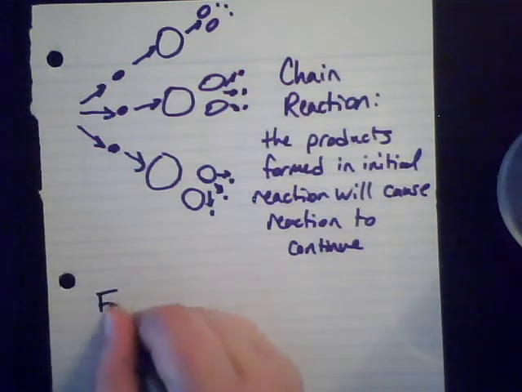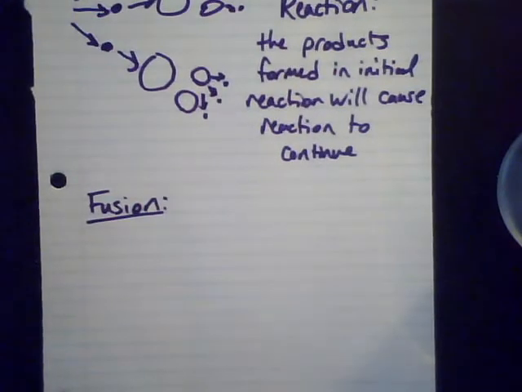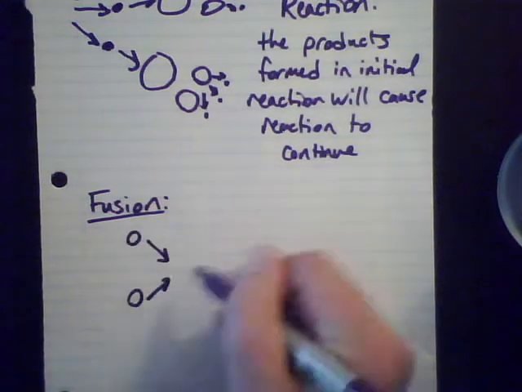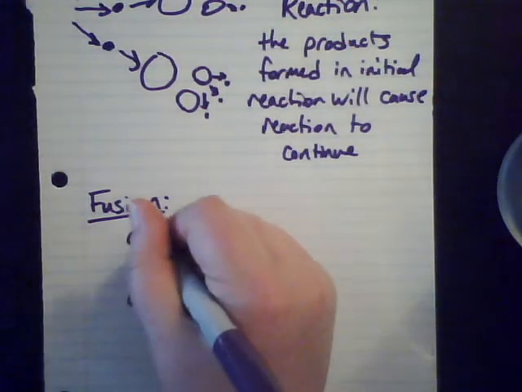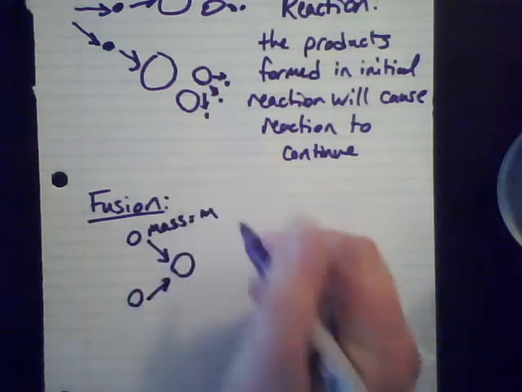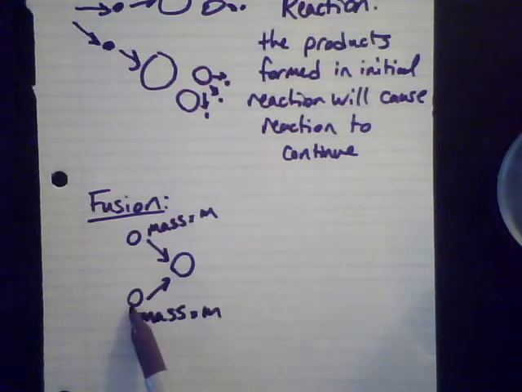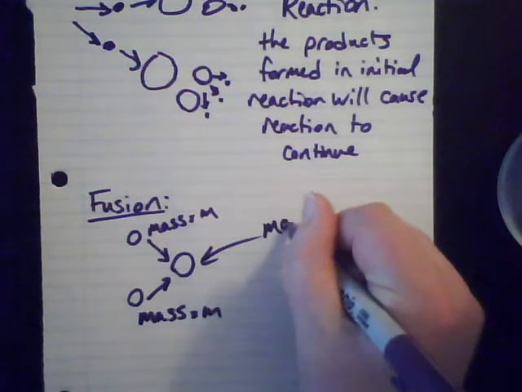Now fusion, we said, is putting together 2 smaller nuclei into a larger one. So if I accelerate 2 small nuclei together, so I smash them together and I end up with a resulting nucleus here. If I have a small nucleus here and its mass is m, and this one also has a mass of m, this one right here and this one right here, so they're both of equal mass, they're both made up of the same amount of matter, then when I put them together, the law of conservation of mass says that the mass of this resulting nucleus should be 2m.